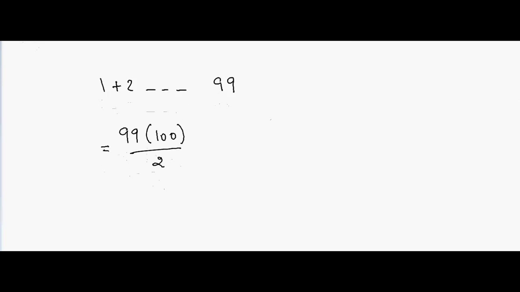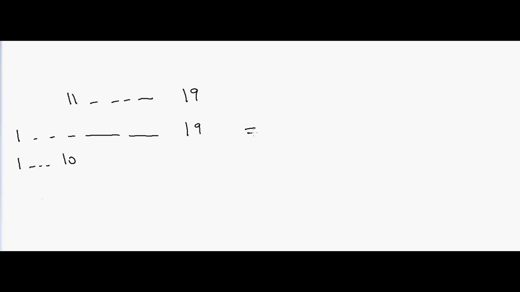So now suppose instead of 1, if the number starts from somewhere else, suppose if it starts from 11 and it goes until 19, so how will I do that? In that case, I'll first add 1 to 19 and then I'll subtract 1 to 10 from it. So how will I do that?